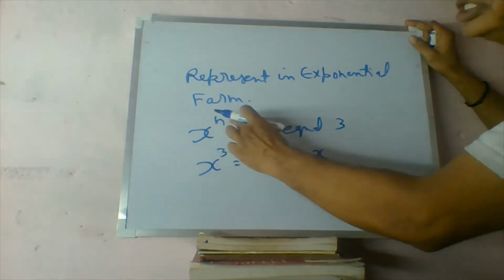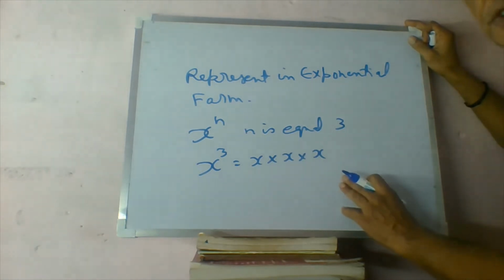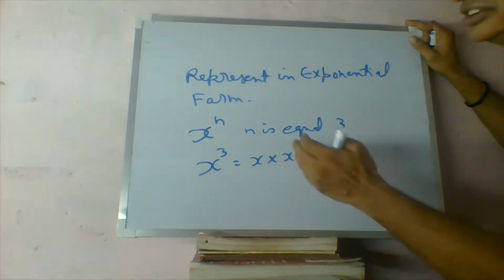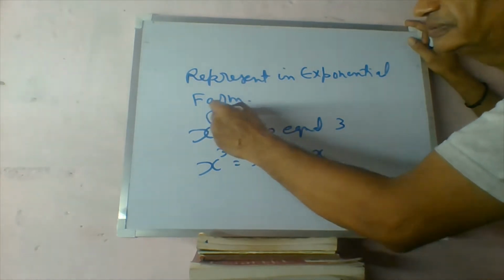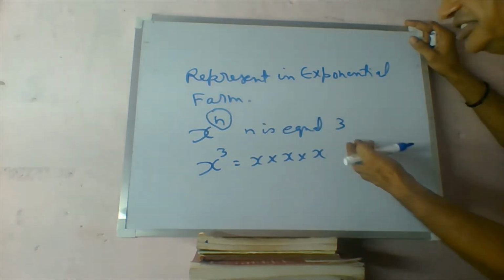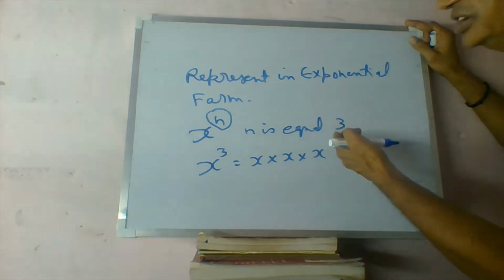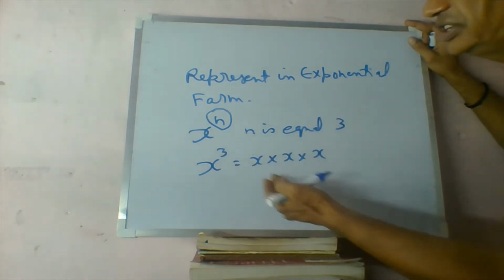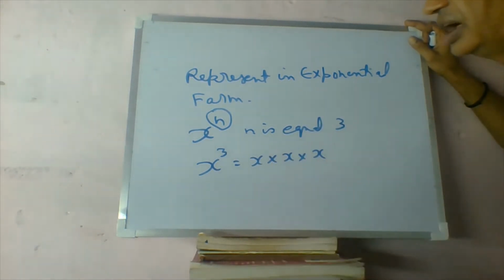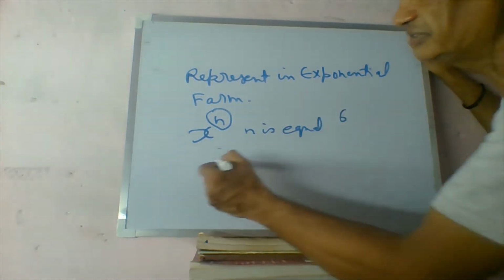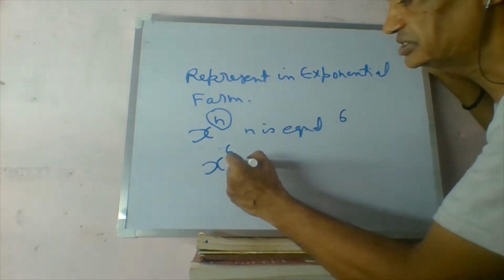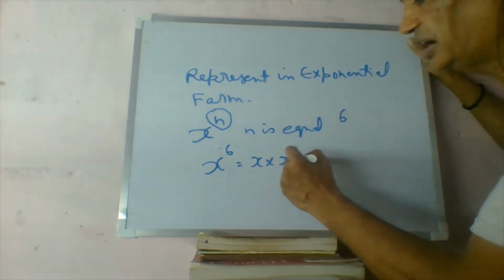Okay, so how is this general form to be used? To be able to calculate, we should know the value of n. And obviously, it will be different in different sums. If it is 3, it will be x raised to power 3, so x into x into x. And if n is equal to 6, then it will be x raised to power 6, that is x into x into x into x into x into x.